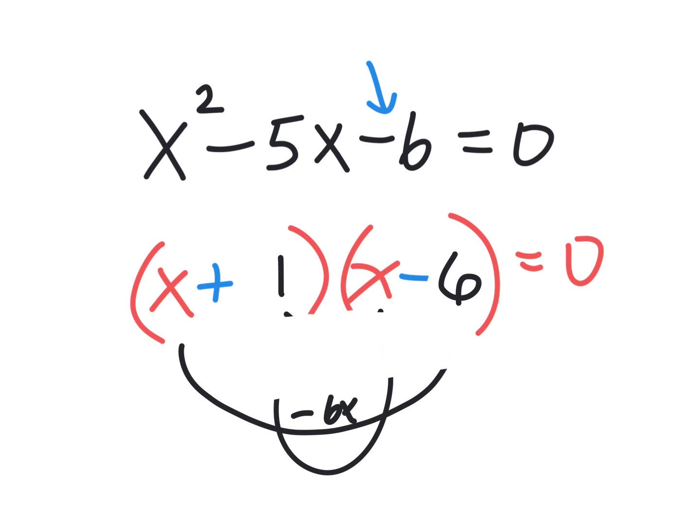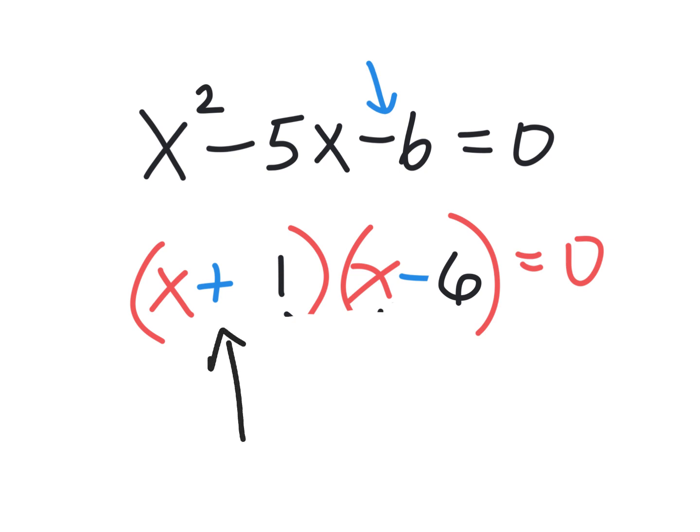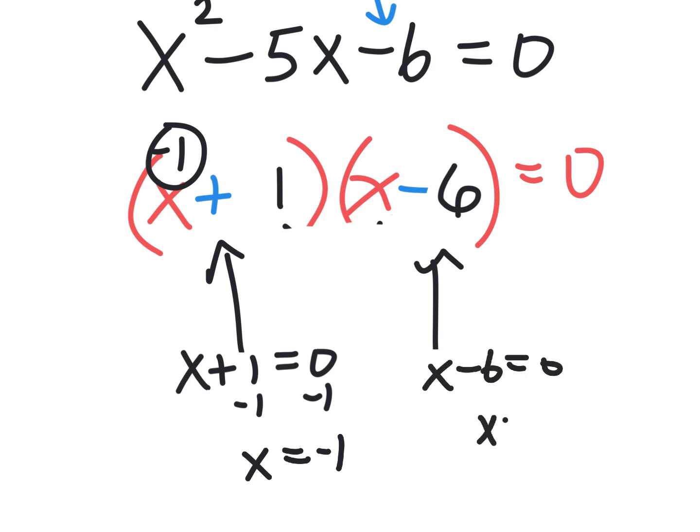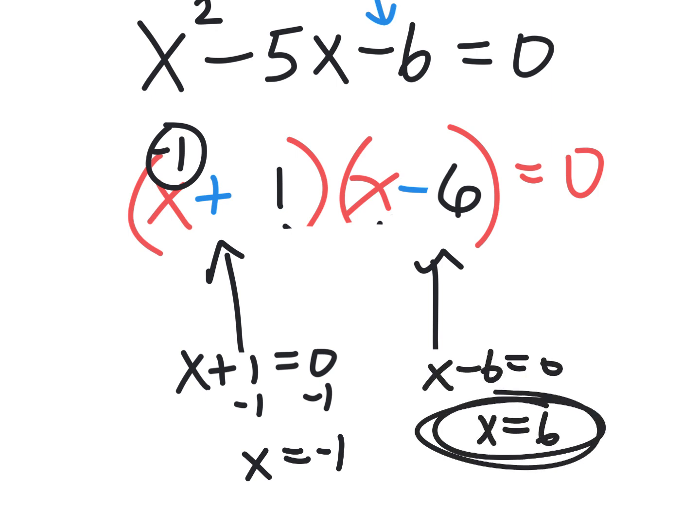And then when they ask for solutions, the solutions are what makes this part 0 and what makes this part 0. So if I say x plus 1 needs to equal 0, take away 1, x equals -1. You could have probably just thought that through: -1 plus 1 would make it 0. And x minus 6 equals 0, x equals 6. Cool. Those are your solutions.